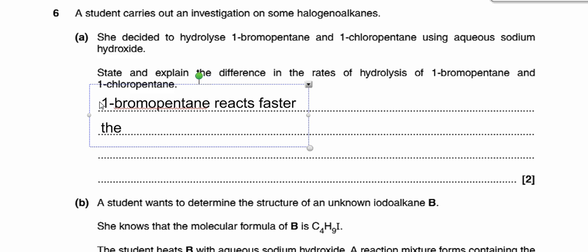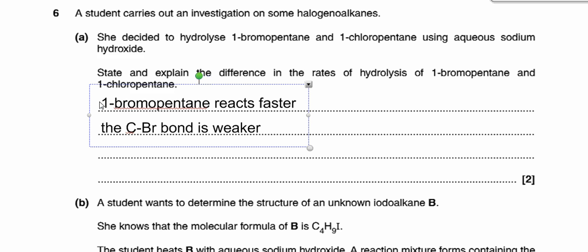The C-Br bond. And notice I've been specific about which bond. It's not good enough to say the bromine, the chlorine. It's the C-Br bond is weaker, easier to break, any of those. And that's enough for your marks. You can obviously do the reverse argument, so chloropentane reacts more slowly because it's got a stronger bond.